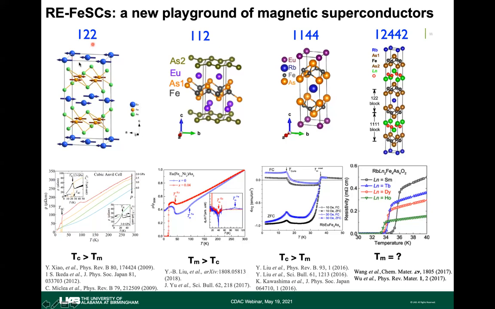So in this case here is a 1-2-2 structure, for example, europium iron arsenic. The europium crystallizes in a separate layer, physically separated from the iron arsenic layer.